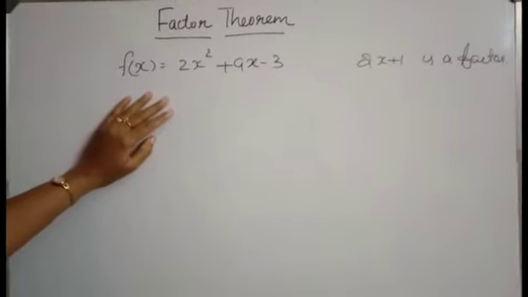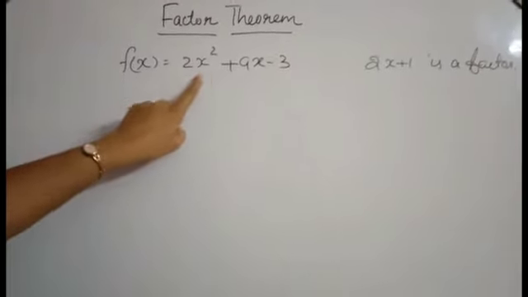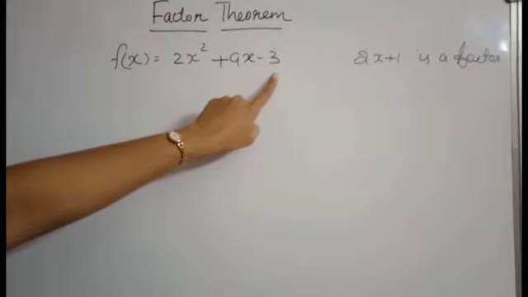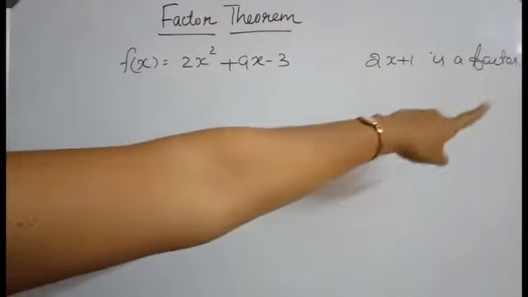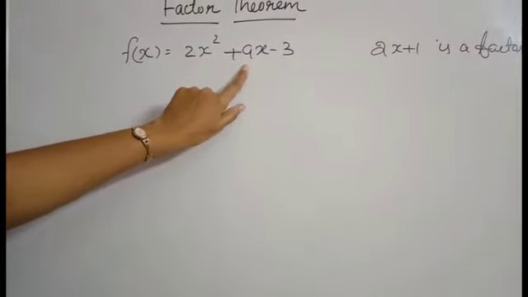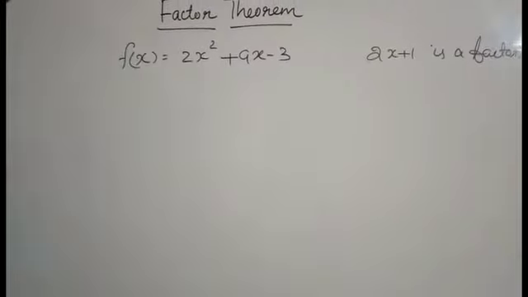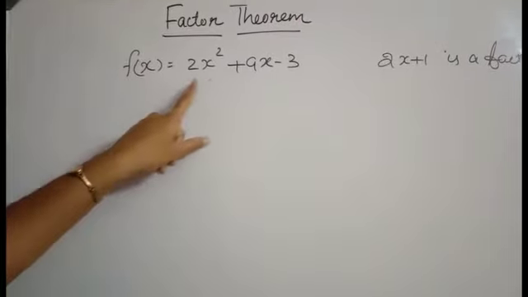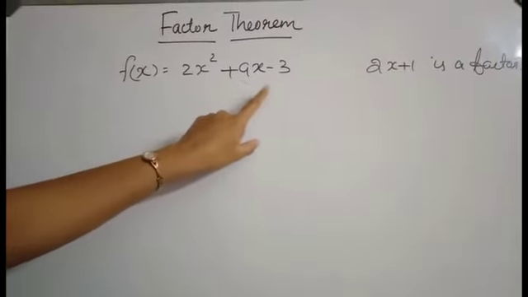Consider another expression, f of x is equal to 2x square plus ax minus 3, and 2x plus 1 is a factor. So in this question, the value of a is unknown. Using the factor theorem, let's find it out. So given f of x is equal to 2x square plus ax minus 3.